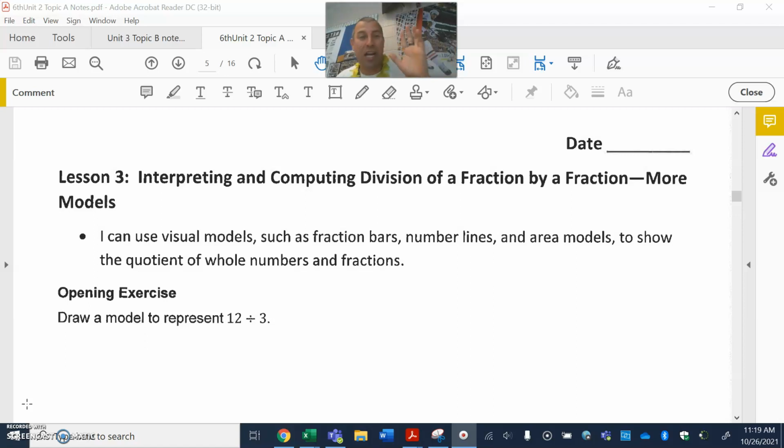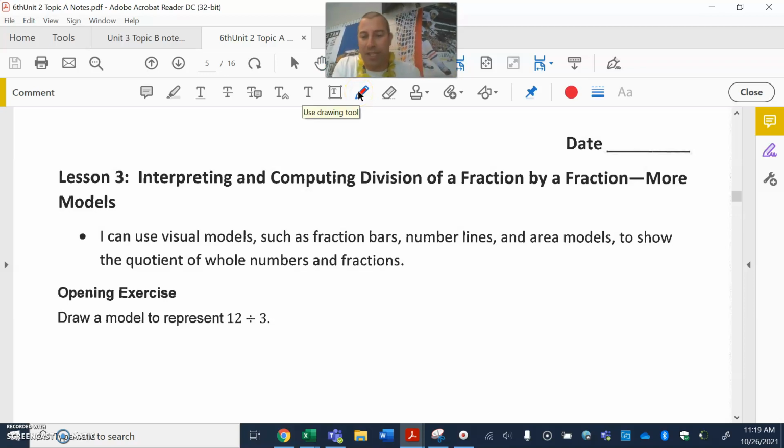And yeah, anyway. So, hey, visual here. It's good to get the visual division to make sure we understand what we're doing when we are dividing. So here in lesson number 3, draw a model to represent 12 divided by 3.